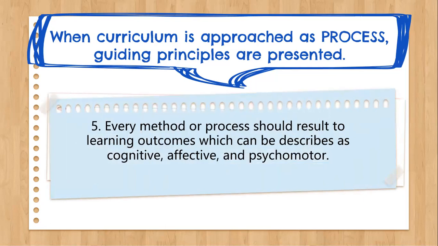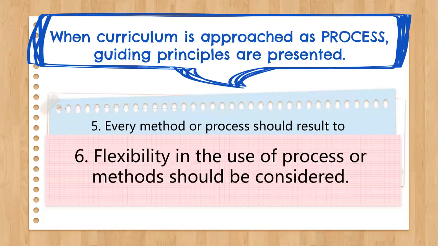Fifth, every method or process should result in learning outcomes which can be described as cognitive, affective, and psychomotor. So your methods and processes should be aligned with the learning outcomes or the objectives, which are based on your CAP format: cognitive, affective, and psychomotor.